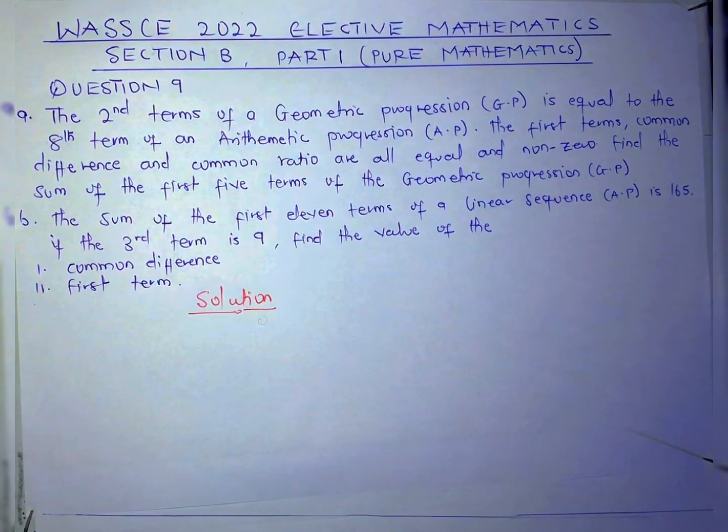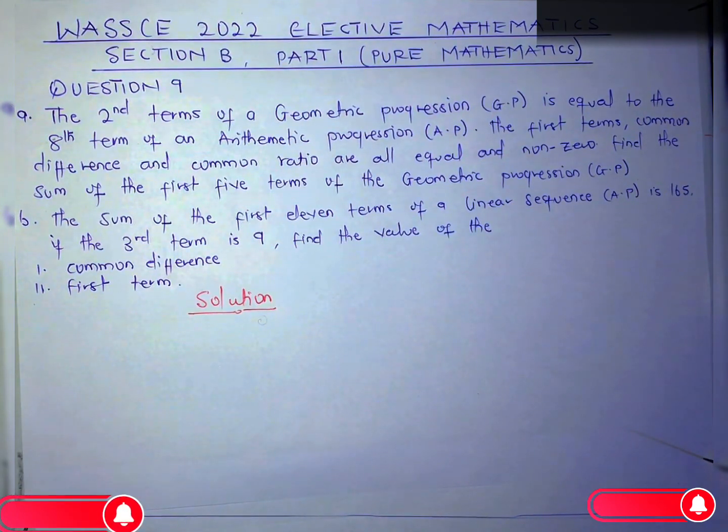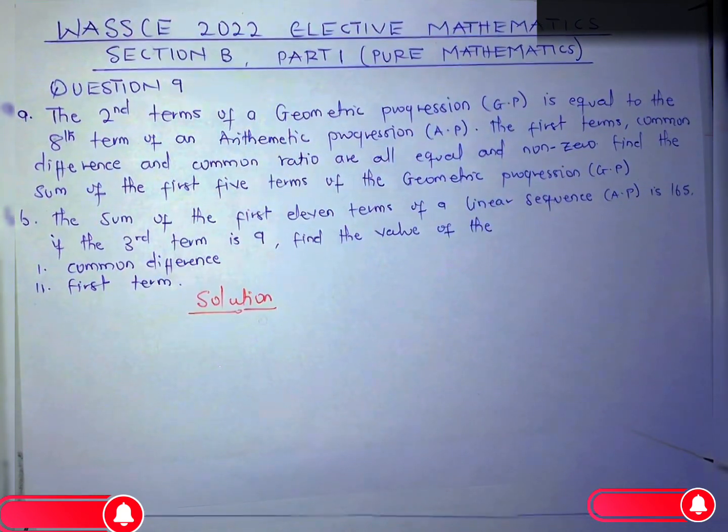Let's begin. Question 9. The second term of a geometric progression, GP, is equal to the eighth term of an arithmetic progression, AP. The first terms, common difference, and common ratios are all equal and non-zero. Find the sum of the first 5 terms of the geometric progression.